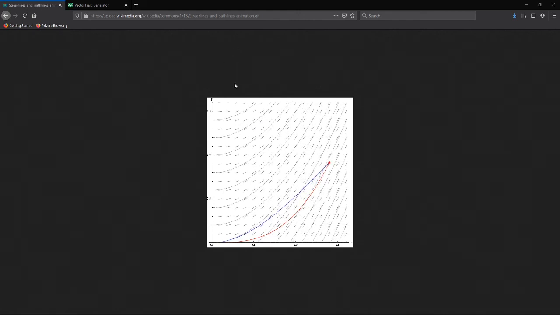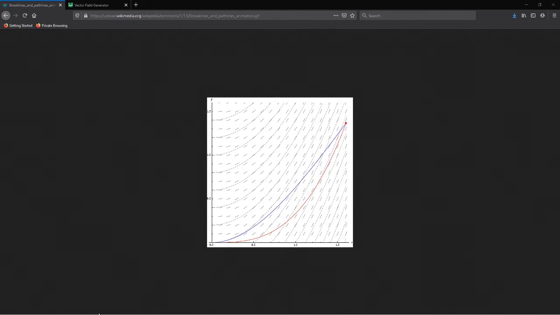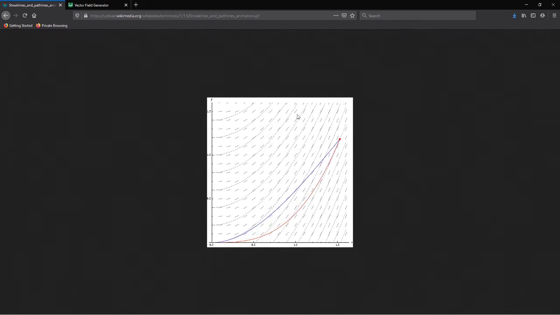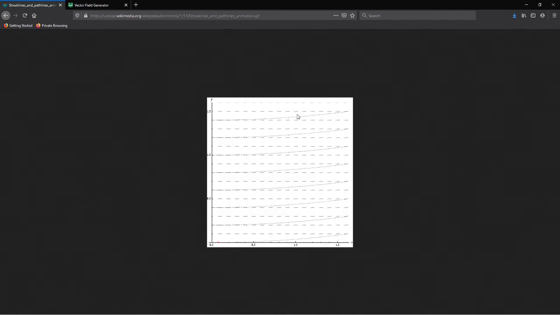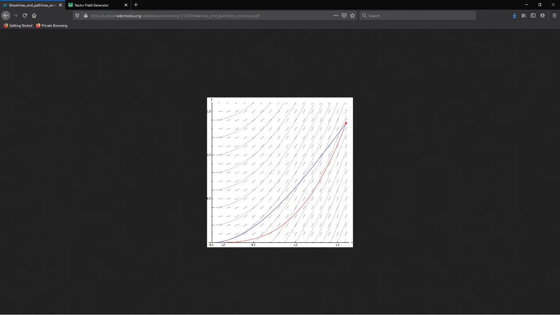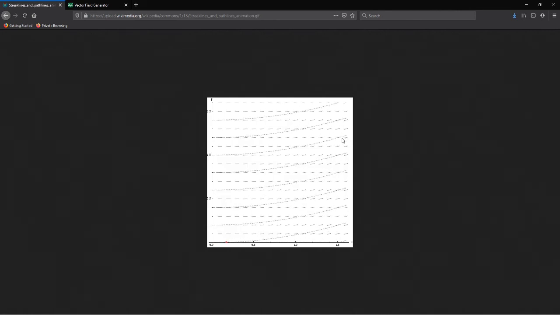But these dashed lines are the streamlines of the vector field. And you see that as the vector field changes with respect to time, the streamlines also change. This red curve is the path line of a given particle, or the actual physical trajectory of a particle as it travels through this vector field.